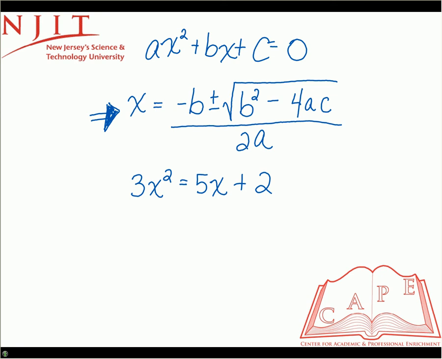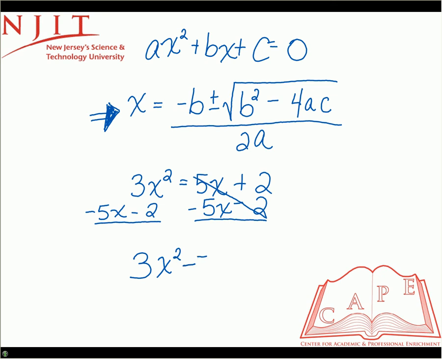So what I'm going to do is move all of the terms to the left side of the equation. So I'm going to subtract 5x and subtract the 2 simultaneously. Okay, here it cancels out. So now our standard form is 3x squared minus 5x minus 2 is equal to 0. Now it's in standard form, and we can actually apply the equation.